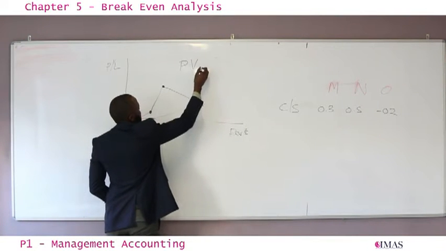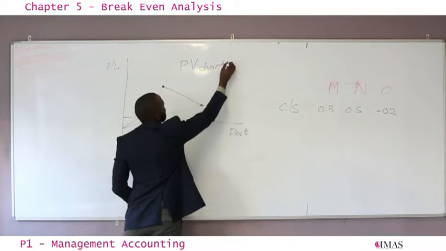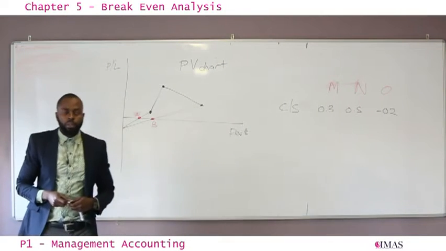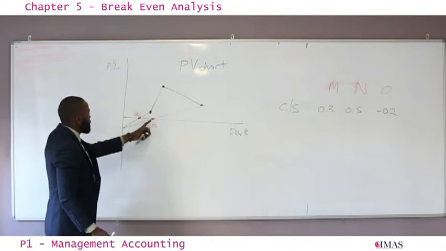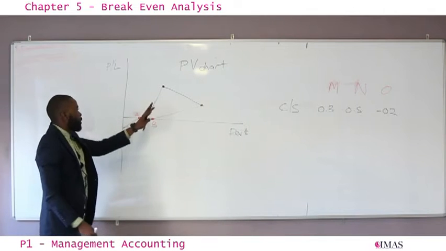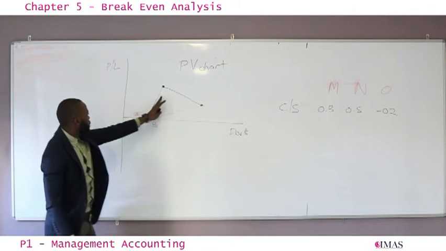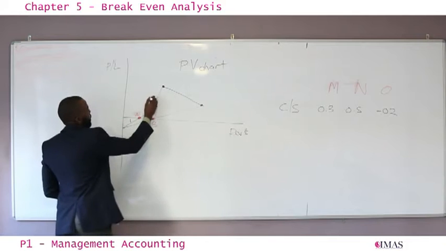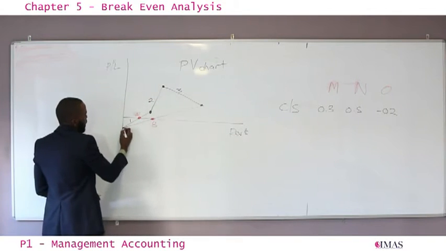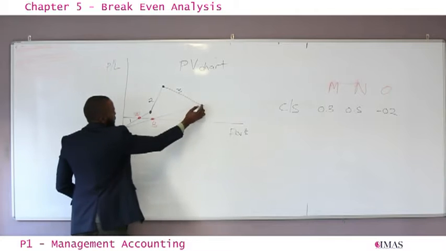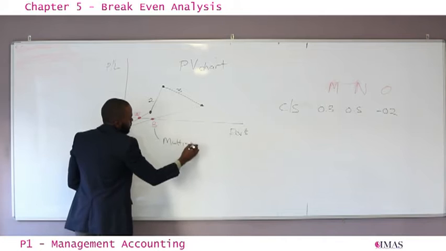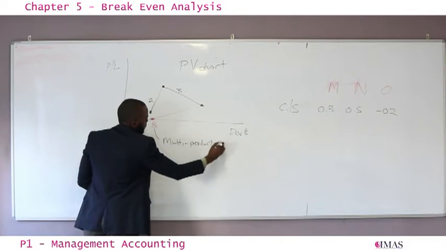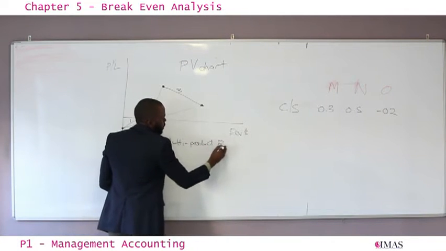So the examiner can give you a chart like the one that I've drawn on the board. Then the examiner will tell you to label point A and also to label point B. Labeling point B is easier. Here we can notice that we have multiple products: line 1, line 2, line 3. Then this line that joins the beginning and the end, we know that B here is our multi-product break-even point.